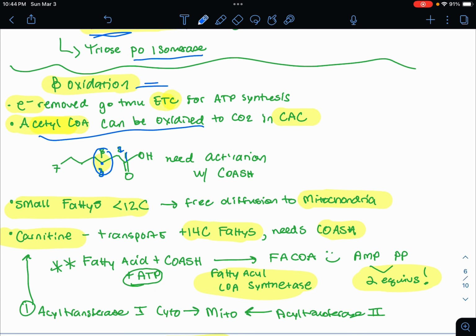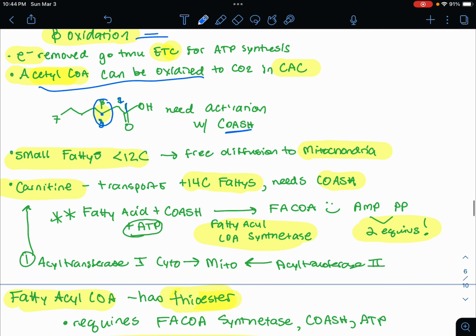You're going to need to activate the fatty acid using CoASH. That's the co-substrate from the PDH complex part when we were going over the citric acid cycle. Well, CoASH is also going to play a role in this too. Small fatty acids which have less than 12 carbons, you're going to have free diffusion into the mitochondria. However, with fatty acids that have 14 carbons or more, you're going to need to use the carnitine shuttle. So the carnitine shuttle will again be the way you transport these long-chain fatty acids through the mitochondrial membrane.